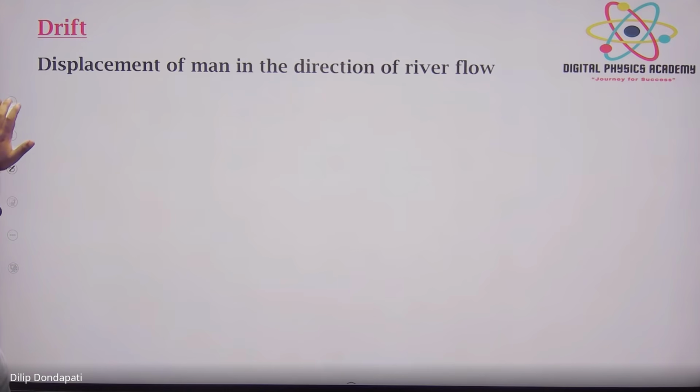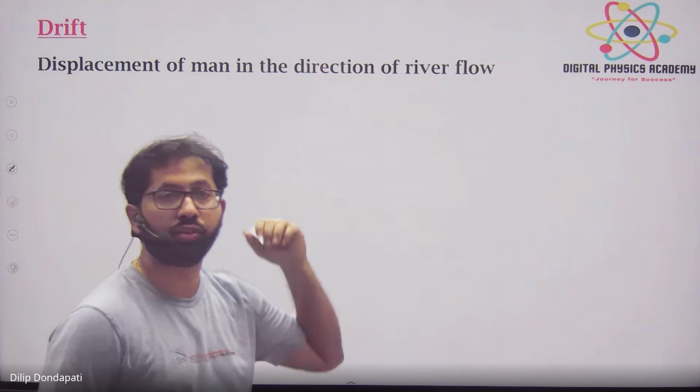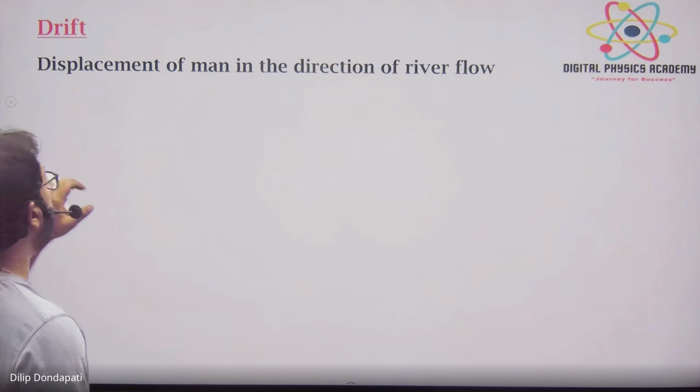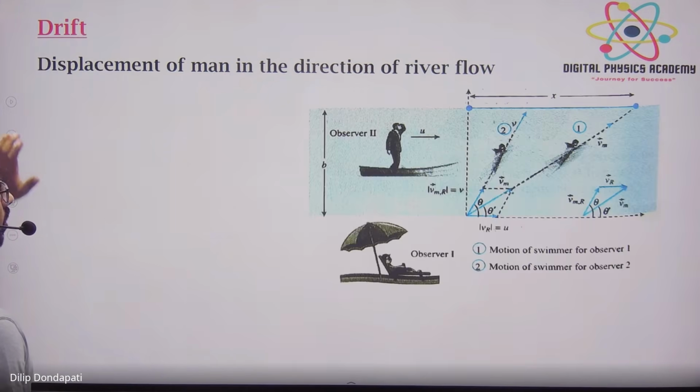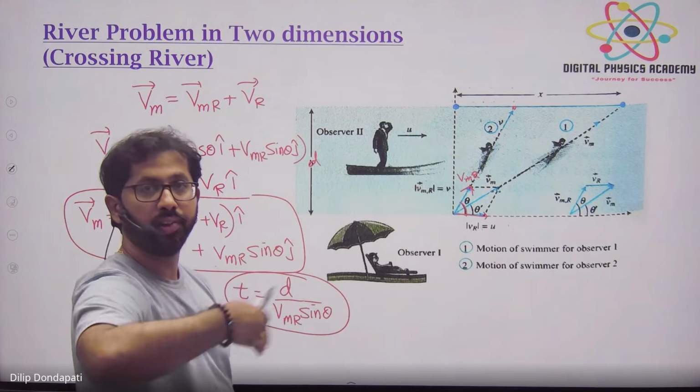Next one is called drift. Drift means displacement of the man in the direction of river flow. Displacement of the man in the direction of river flow is called as drift. Sir, in the previous slide, in the time, what does the D stand for? Distance, width of the river. Width of the river. Okay, sir.